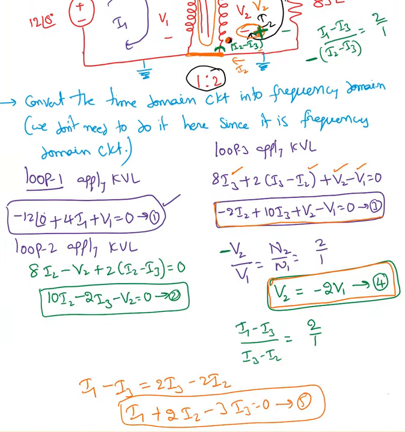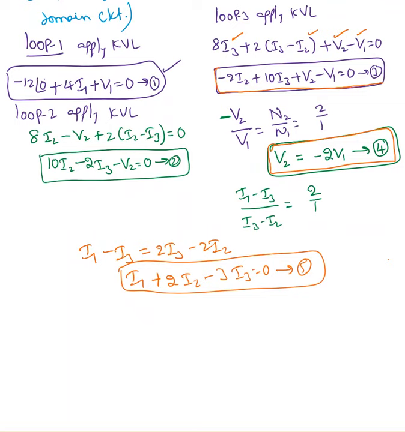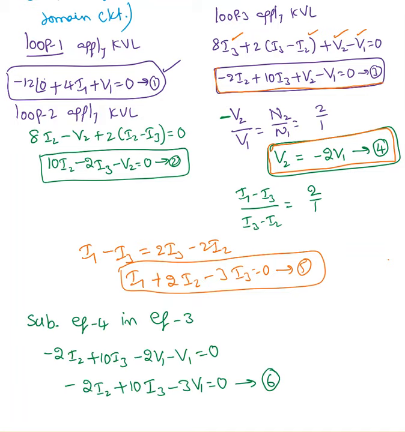Now I'm going to solve all these 5 equations to find I3. To simplify these equations, step 1, I'm going to substitute equation 4 in equation 3, so that way I can eliminate either V2 or V1. Equation 4 says V2 equal to minus 2V1. So I substituted V2 equal to minus 2V1. Okay, I end up with minus 2I2 plus 10I3 minus 3V1 equal to 0.